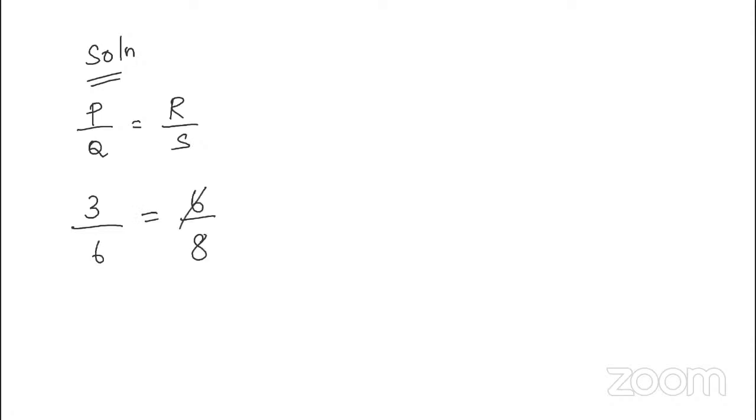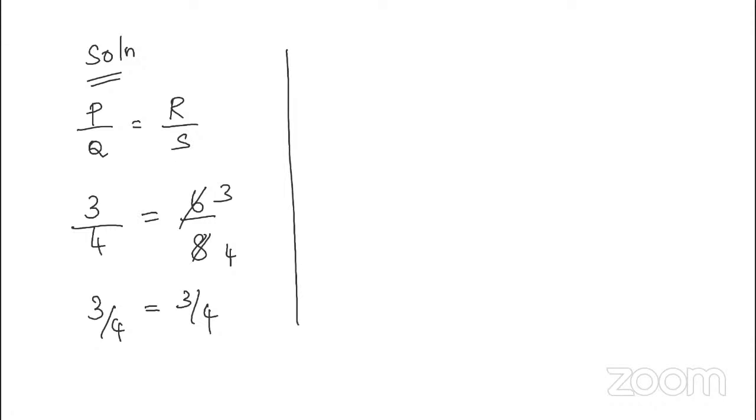First we have to check the condition. Solution: what is the condition? P by Q is equal to R by S. From the circuit, it is 3 divided by 6 is equal to 6 divided by 8. We cancel this, so here it is 3 by 4, sorry, 4 ohms. So here it is 3 by 4 and here it is 3 by 4.